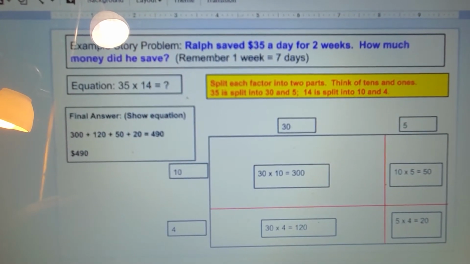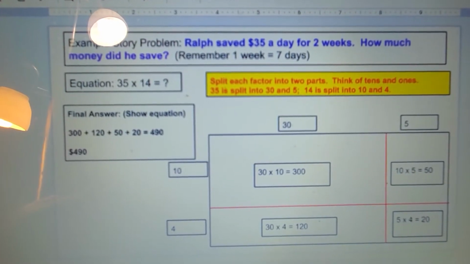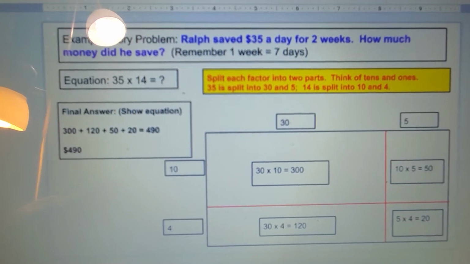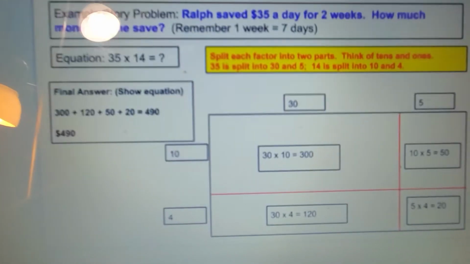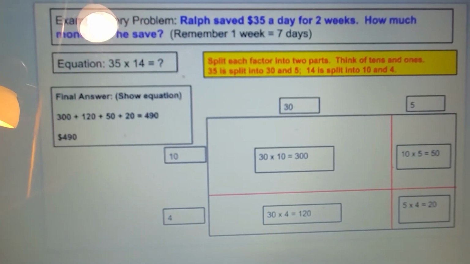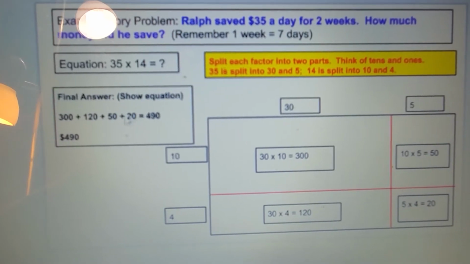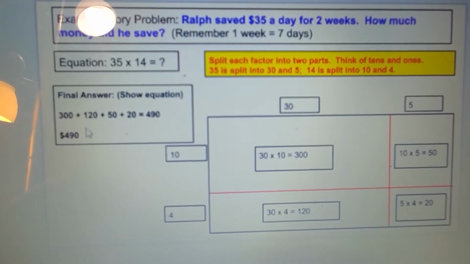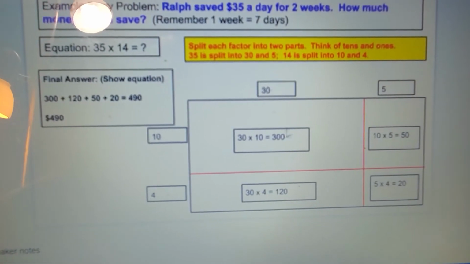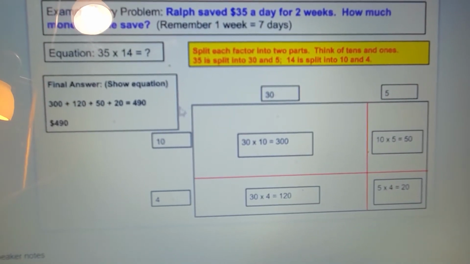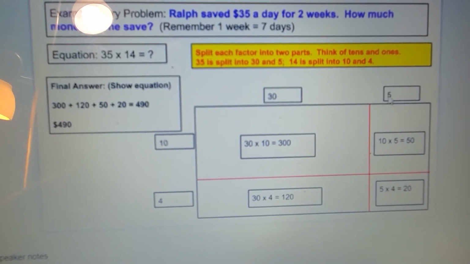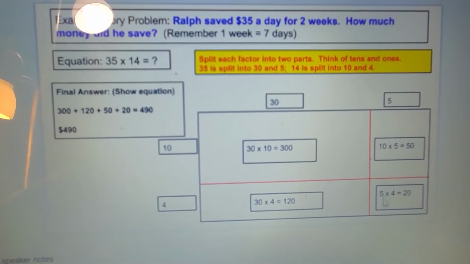So for each page, you have to write a story problem. I give you the equations. There's always a little hint here in yellow. You have to show your final answer writing the math equations, and then you have to split the array into the parts and then write your equations inside.